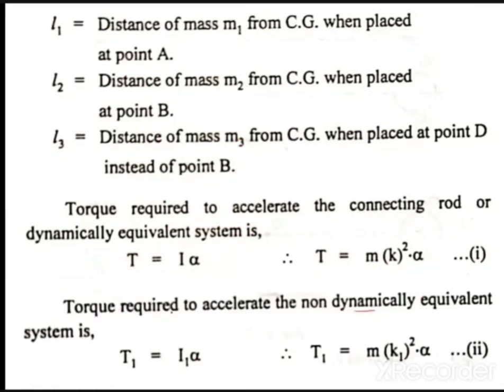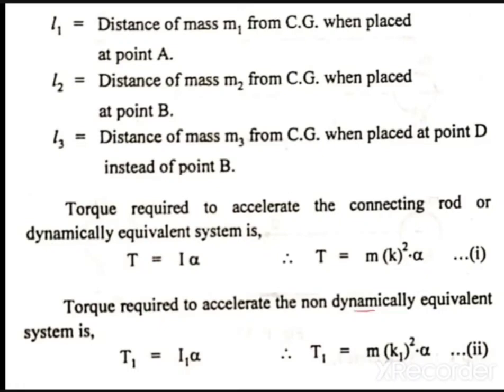Now next, torque required to accelerate the non-dynamically equivalent system. आता non-dynamically equivalent system चा torque काय असणार आहे? T1 is equal to I1 into alpha. What is I1? M is constant, obviously. So T1 is equal to M K1² alpha. So I have got these two equations, equation number 1 and 2. Guys, is it clear? इथपर्यंत क्लिअर झालं का? मला मेसेज करा, yes or no.